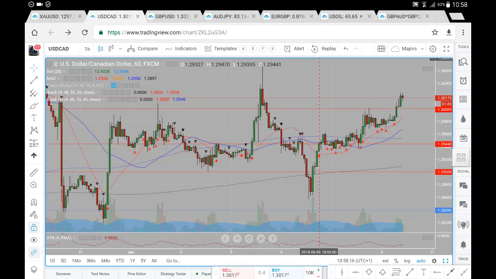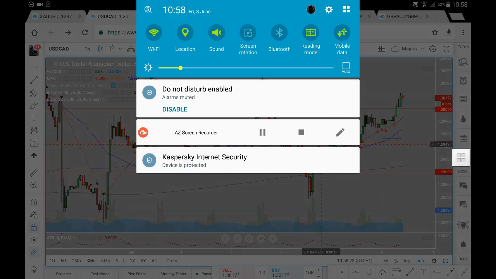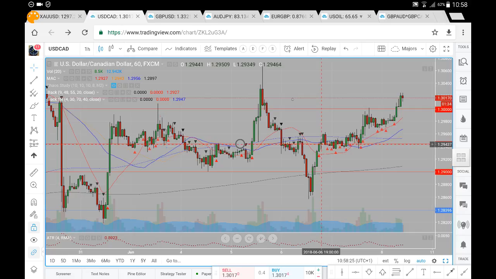So this is the US dollar CAD analysis for Friday the 8th of June. Now let's have a look at where our prices are and where prices may likely go. Here on the US dollar CAD, we've had prices trade beyond the 130 level.